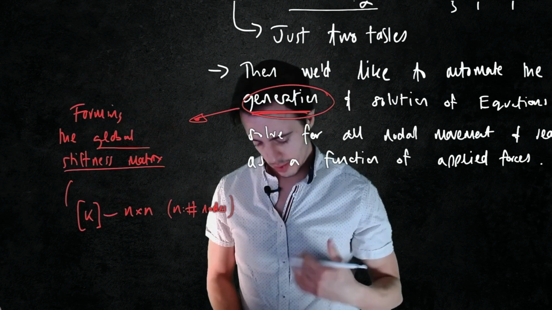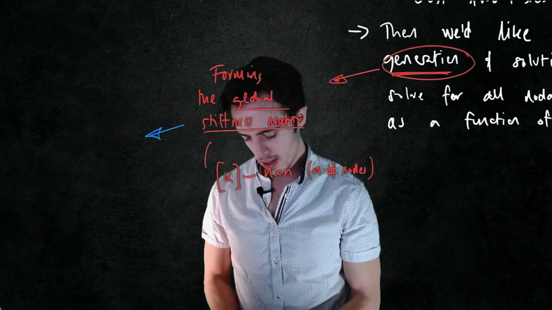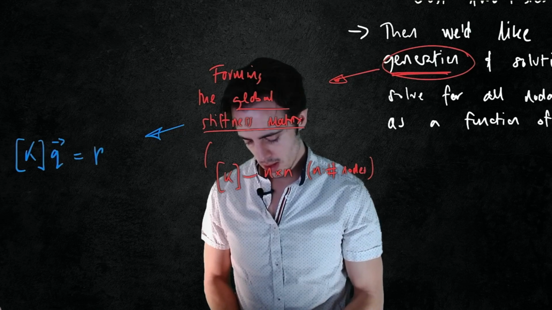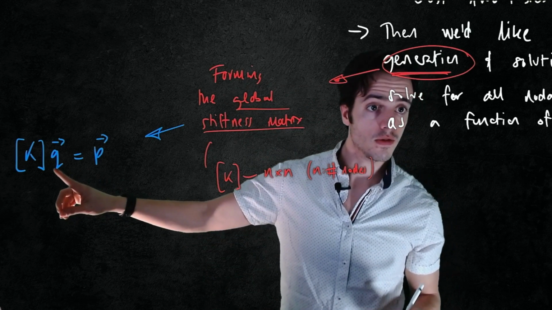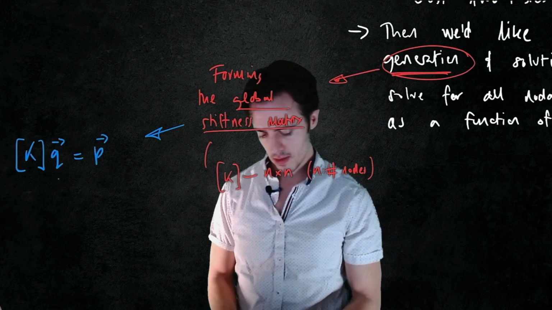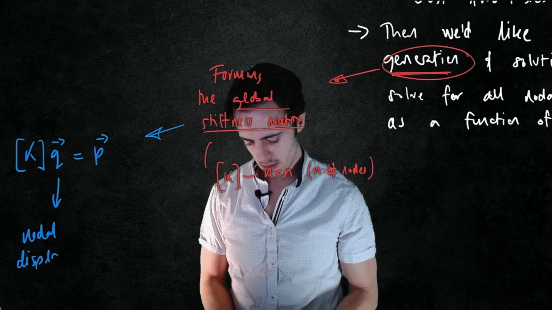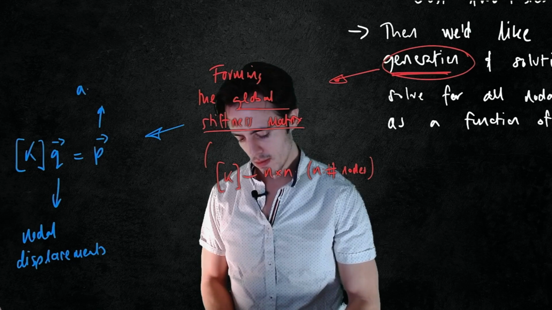Once we form the global stiffness matrix, this then enables us to set the problem up as KQ is equal to P. Q is a vector of nodal displacements, and P is just a vector of applied forces.